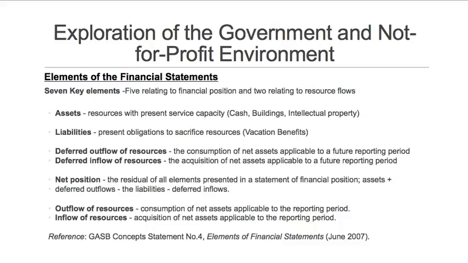The Governmental Accounting Standards Board defines 7 key elements that comprise the basic financial statements, 5 relating to financial positions and 2 relating to resource flows. Do you recognize some of these elements? Certainly the assets and liabilities are categories. However, you likely may not be that familiar with the other elements.